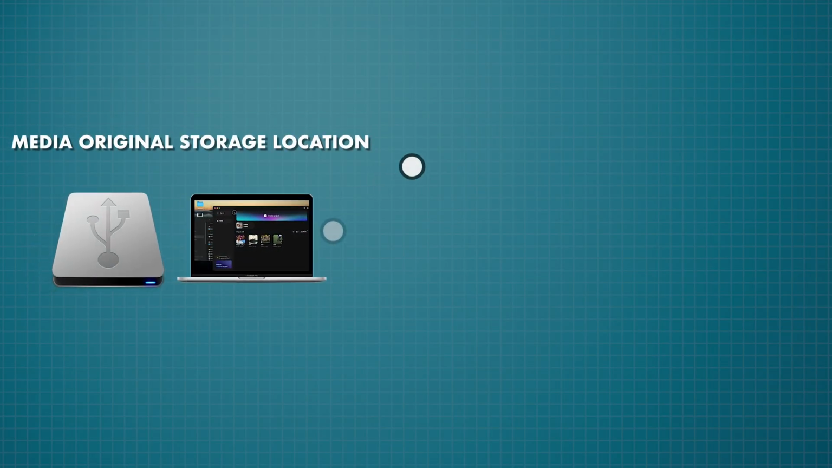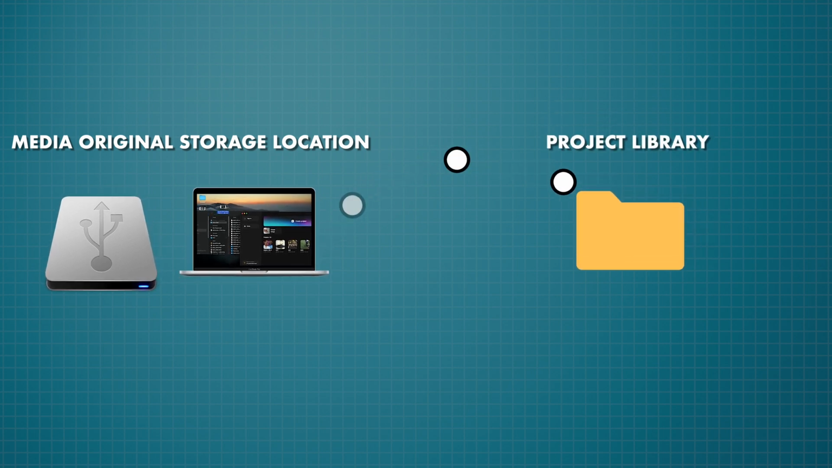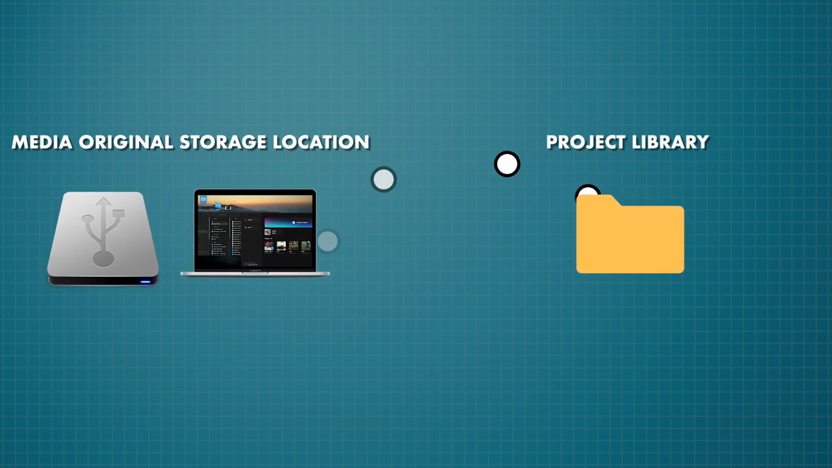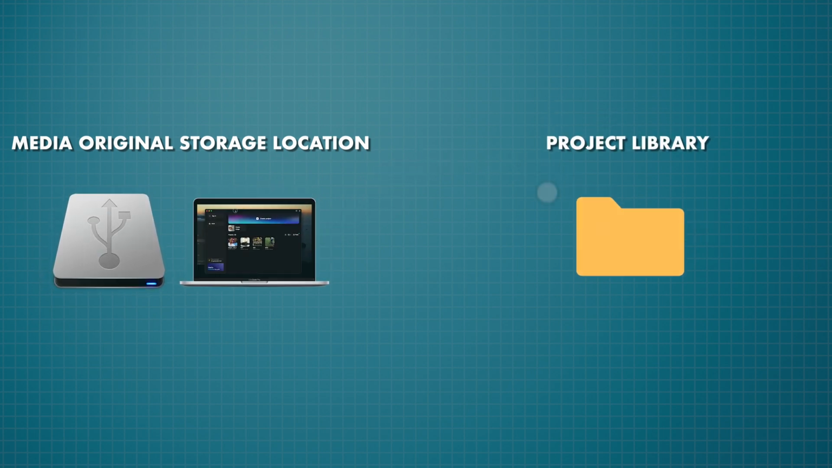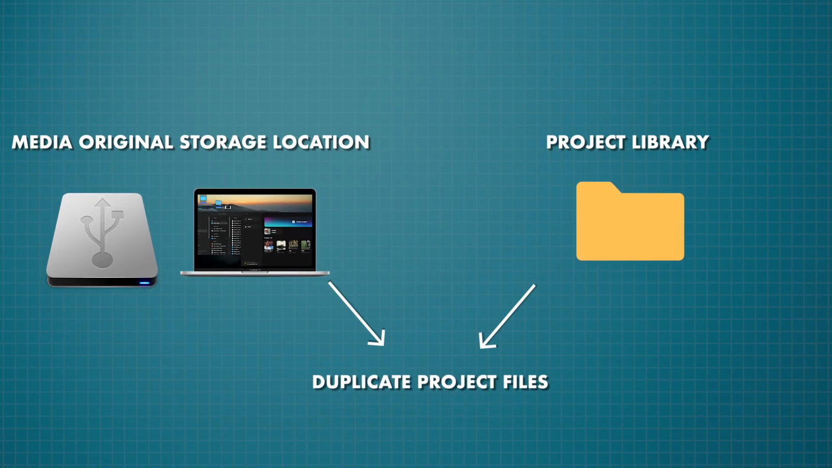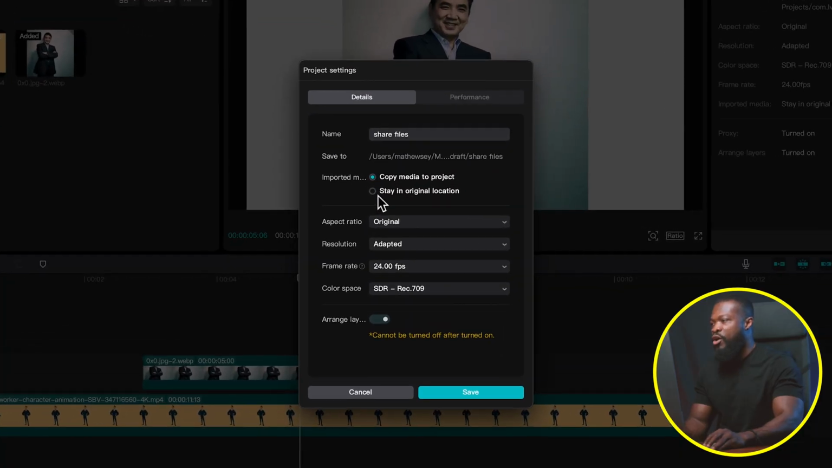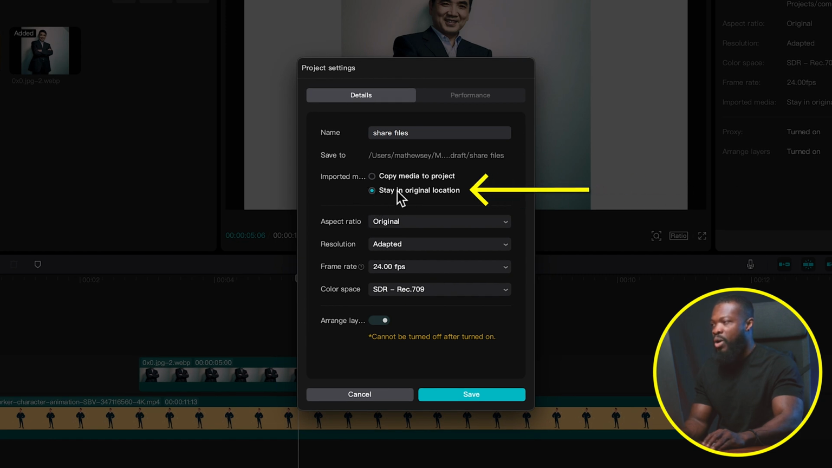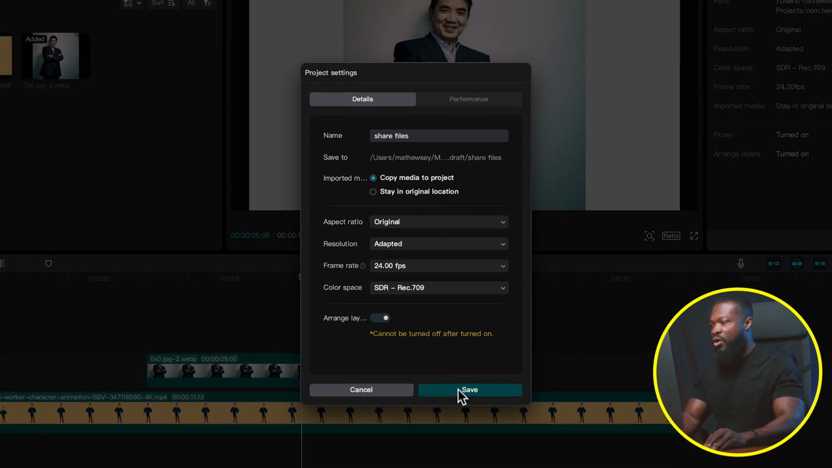So what this means is it's going to copy the file, if you have it on your drive or your computer itself, to the library of this very video you are editing. So with this, it's going to have a duplicate of those very videos or the files you have. If you're not sending the files to anyone or sharing the file with anyone, always make sure it stays on this very one, stay in original location, so you don't have duplicate files. But with this, we're just gonna turn on copy media to project, then click on save.